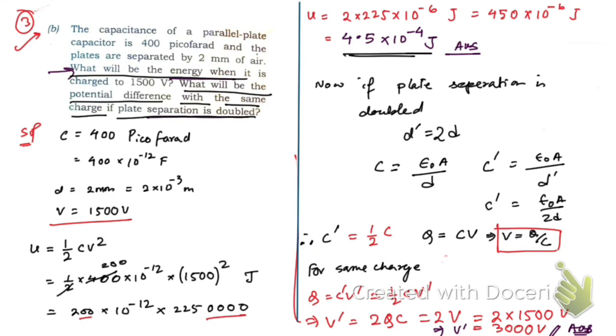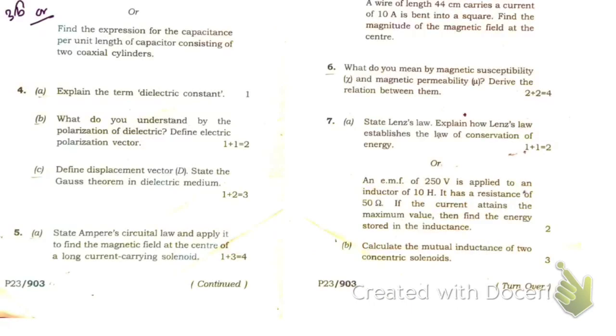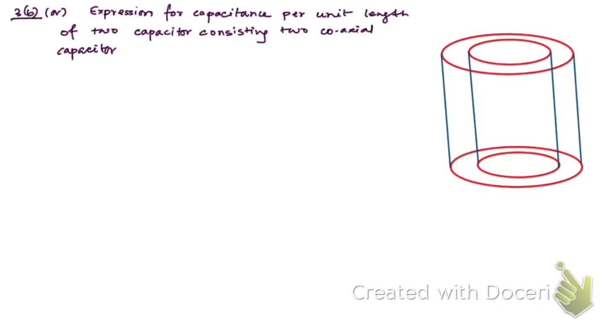There was another question, 3b, where either we have to solve this one or that one. So let me show that one. So this is the next question, 3b: find the expression for the capacitance per unit length of the capacitor consisting of 2 coaxial cylinders. Okay, let me solve this one. So here this is the 3b answer, right? The expression for capacitance per unit length of a capacitor consisting of 2 coaxial cylinders.